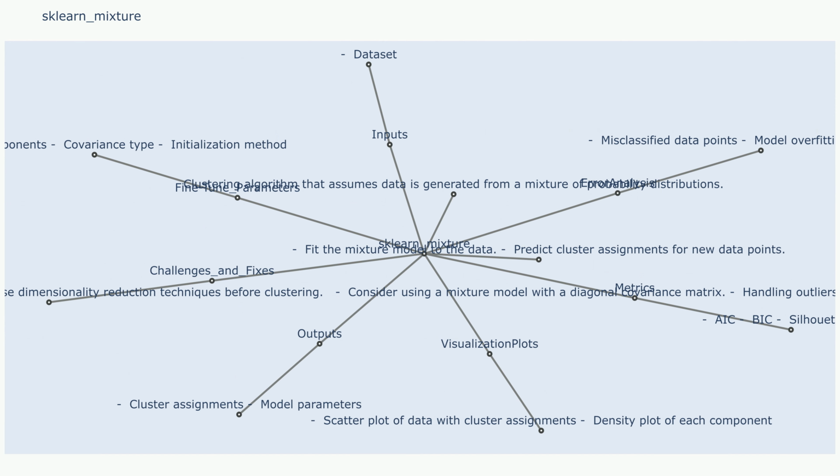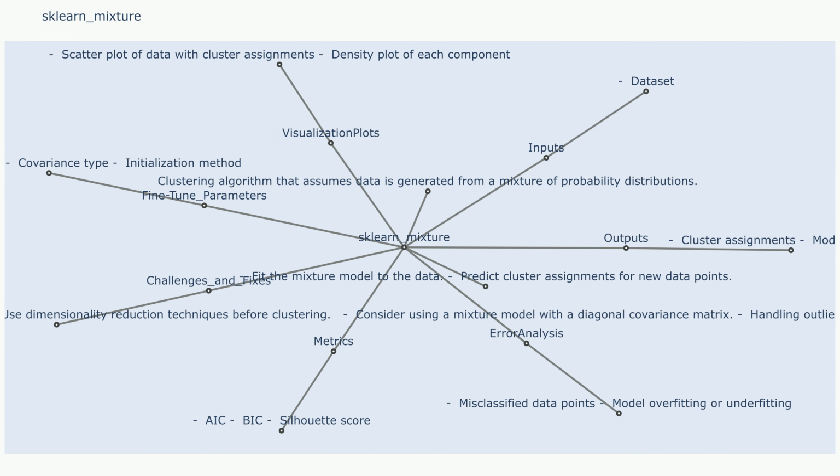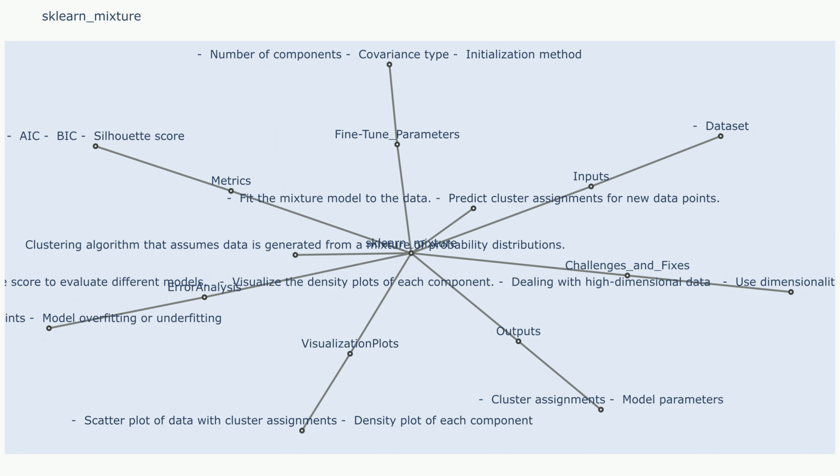Sample use case that resulted in challenge 1: a dataset with 100 samples and 5 features is fit with a mixture model with 10 components. The model perfectly fits the training data but performs poorly on unseen data. Fixes to challenge 1: reduce the number of components, use regularization techniques, e.g., L1 or L2 penalties, or use cross-validation to evaluate model performance on unseen data.